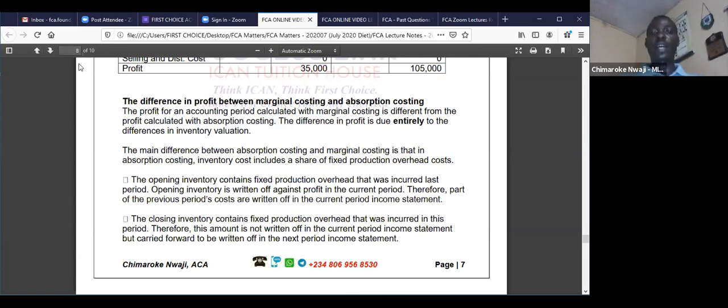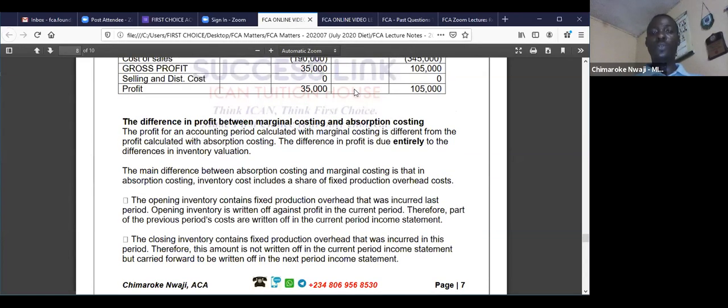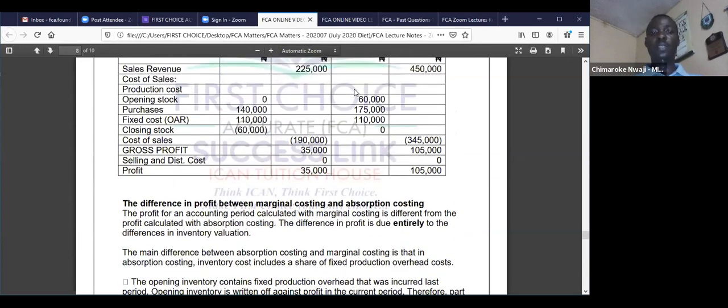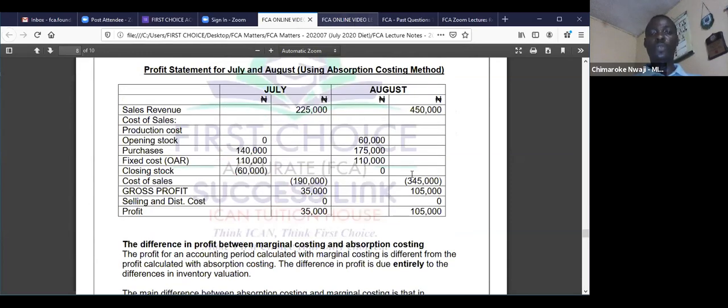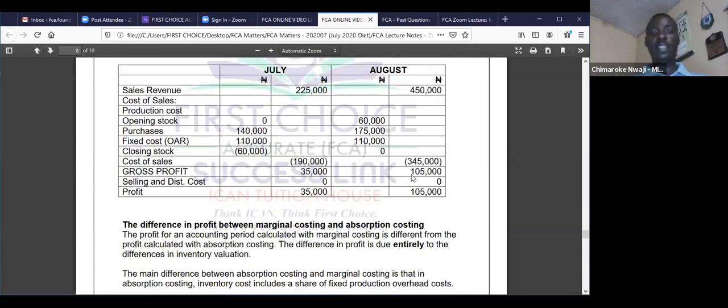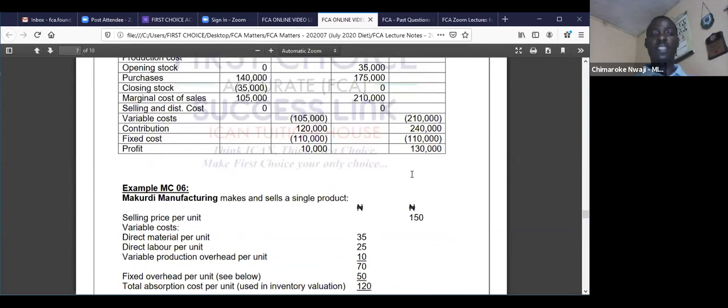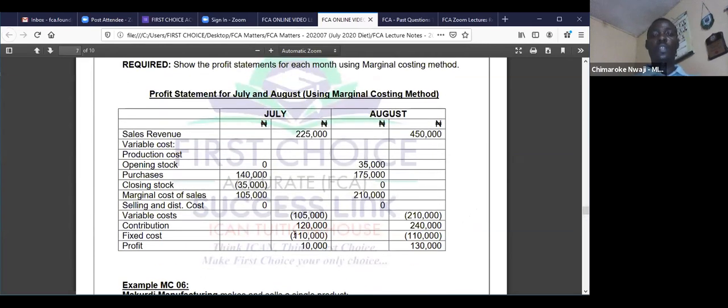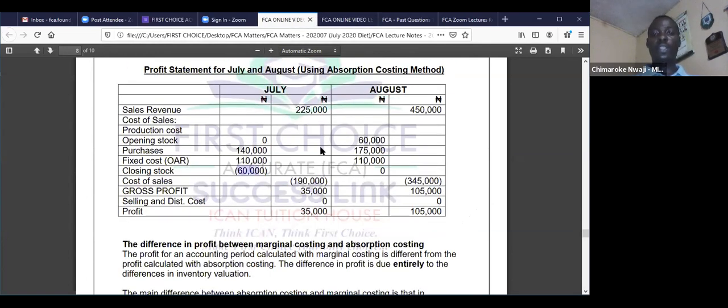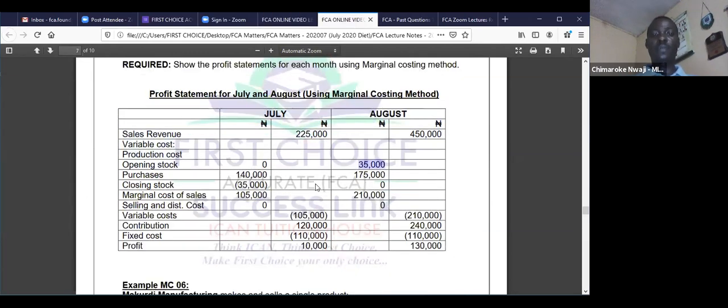If you look at it here, the only difference here was how we value our expenses. Okay, let me open the two here so that we can be seeing them side by side. Let's look at the marginal costs. Now, can you see that the difference is because of this closing stock here that entered opening stock here, 35, and here is 60, 60.